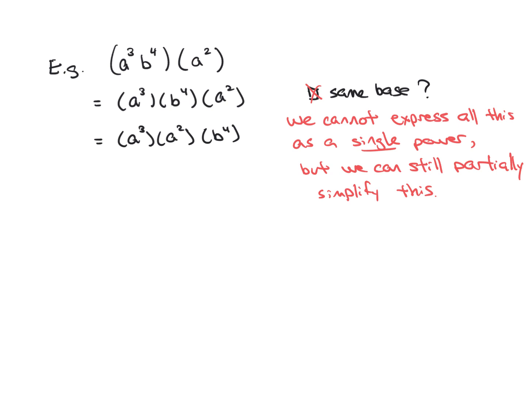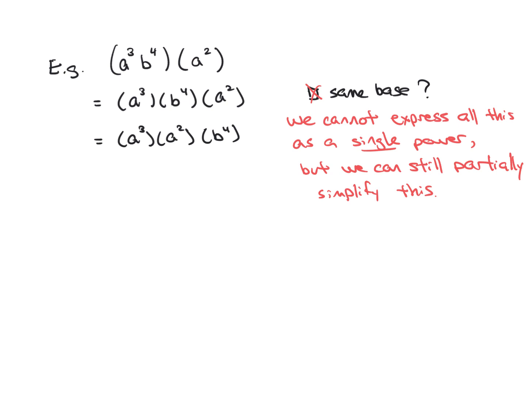Are we allowed to just move around the order of these things being multiplied together? And the answer is yes, because multiplication is commutative. 1 times 2 times 3 is the exact same as 3 times 2 times 1. It's the exact same as 2 times 1 times 3. It doesn't matter what order you multiply the factors in. So you're allowed to do that for multiplication questions.